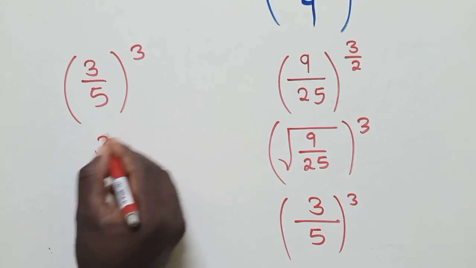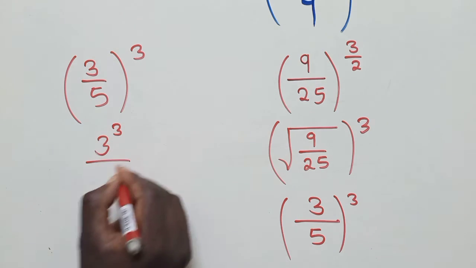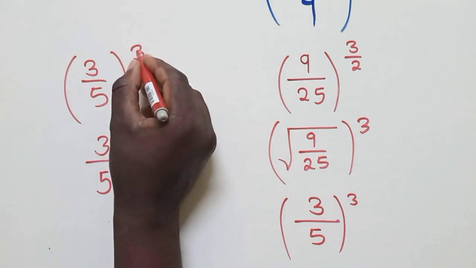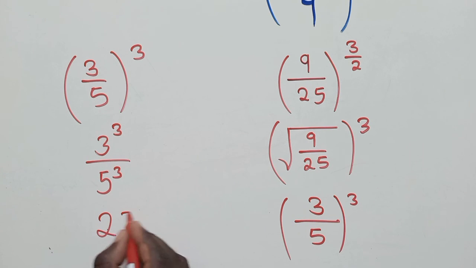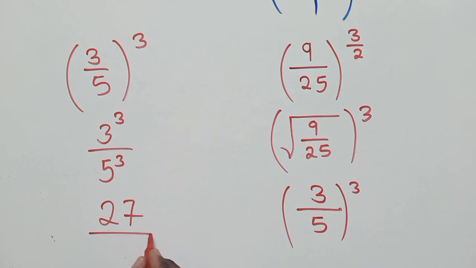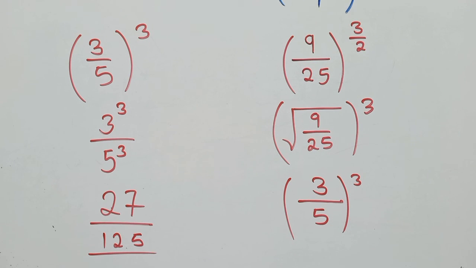So from this stage, you just distribute this power 3 here, power 3 here, like that. Finally, we're going to get 27. 3 power 3 is 27, over 5 power 3, which is 125. This is our solution.